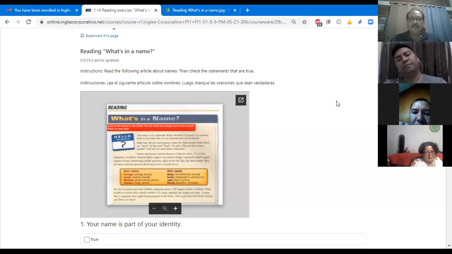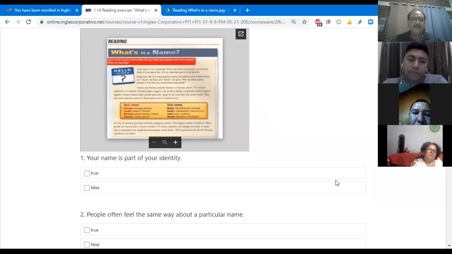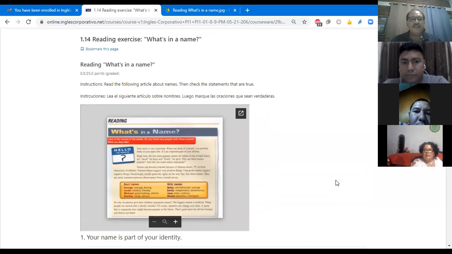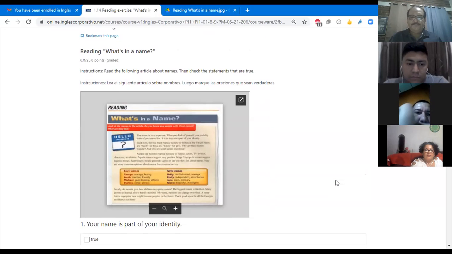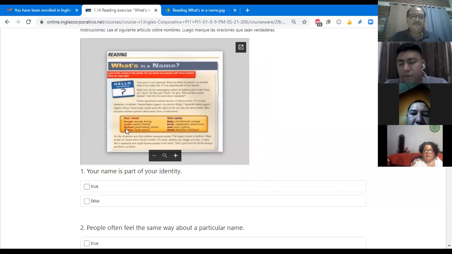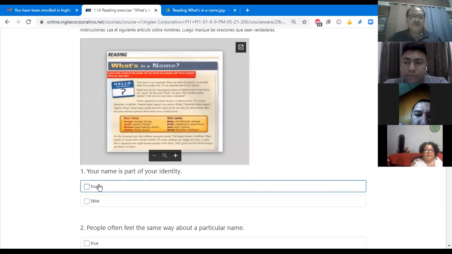The comprehension questions about this. Here it says, read the following articles about names, then check the statements that are true, okay? According to the article, your name is part of your identity, true or false?